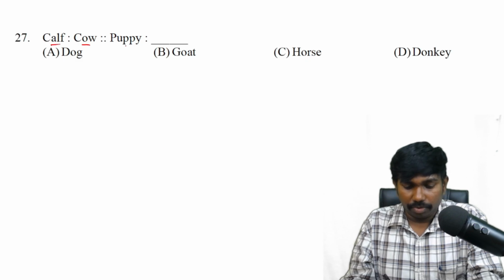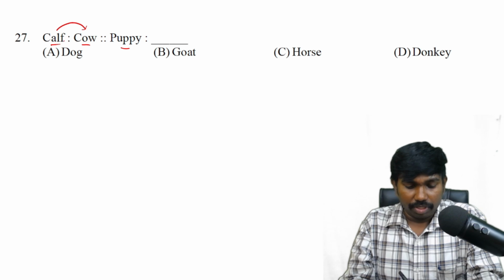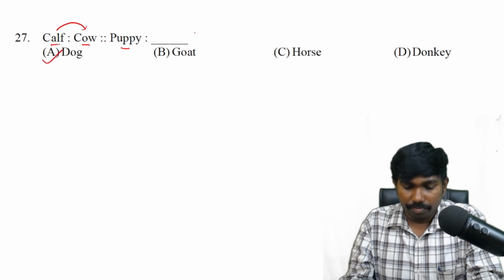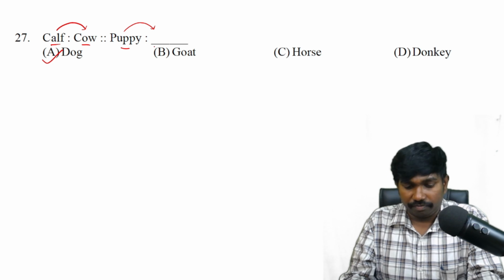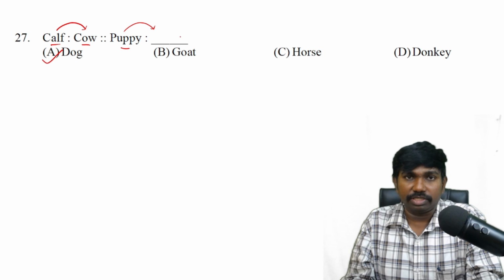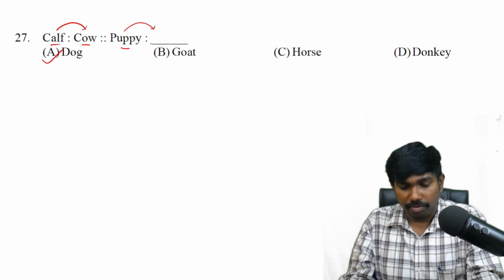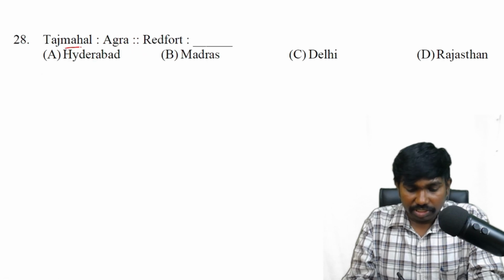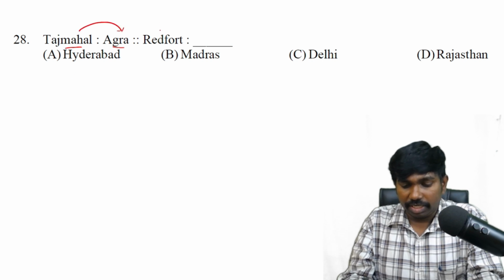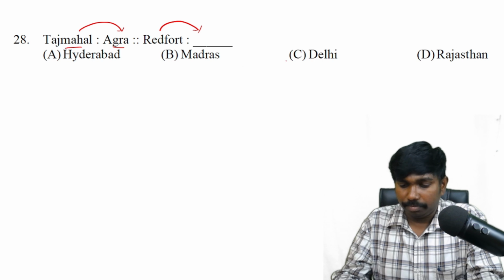Calf and cow, puppy and dash. How are these two words related? Calf is the baby name of cow, and puppy is the baby name of what? Dog. Here I am doing some sample questions only. You have to practice more and more questions. If you are already preparing for other subjects, this will be known to you already. Next one, Taj Mahal and Agra. It is the monument and its location. Similarly, Red Fort is in Delhi.